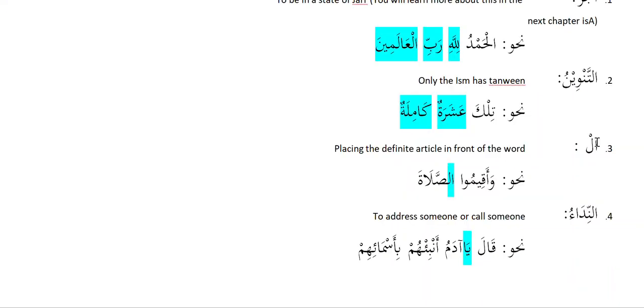Number three. If it has the alif and lam, or the definite article, in front of it at the start, it means the. So whatever comes after it is an ism. Because you wouldn't say the kick. The kicked.